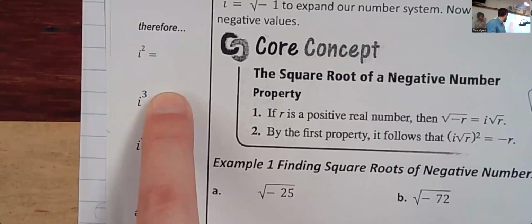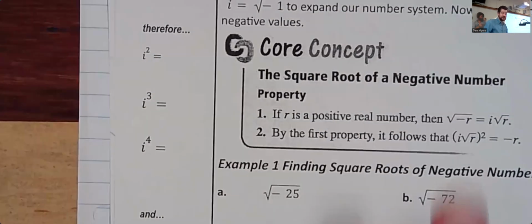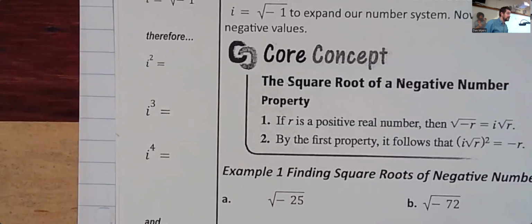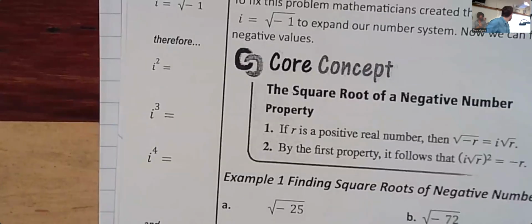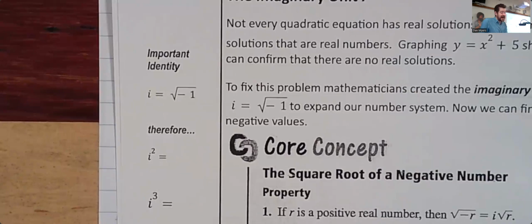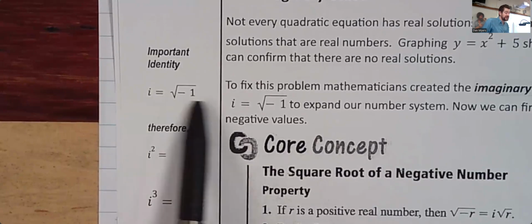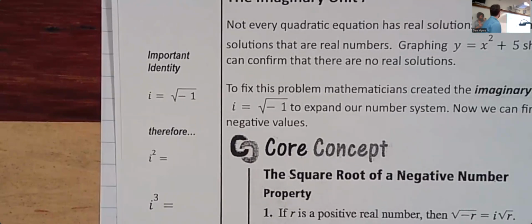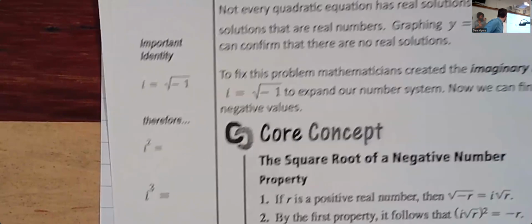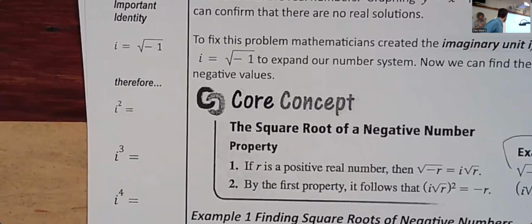All right. Now, there are some properties over here that I want to talk about before we look at number 2. And then we're just going to go through and do some simplifying. And then after that, we're going to talk about some complex numbers. So here we go. The important identity here is that i is equal to the square root of negative 1. Those two things are interchangeable. So if you see the square root of negative 1, make it an i. However, if you think about this for a second, this is where things get a little bit odd.